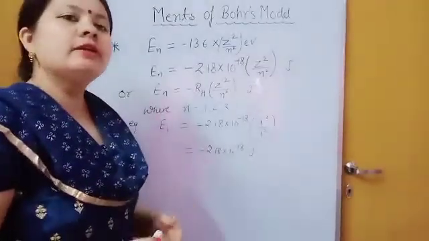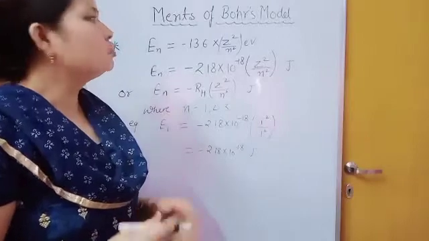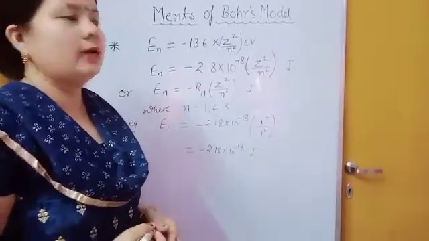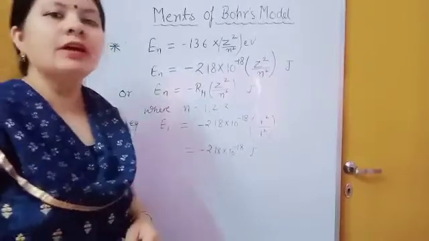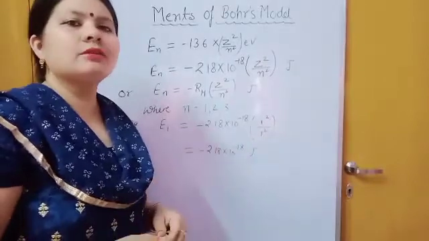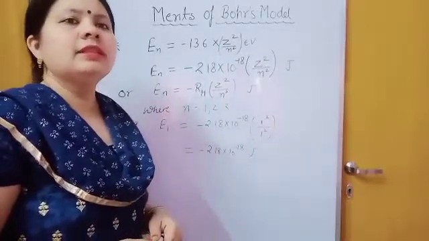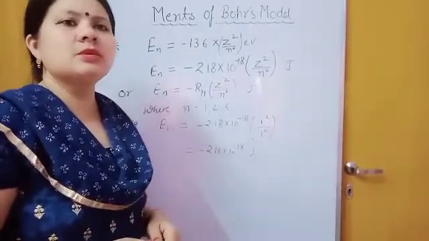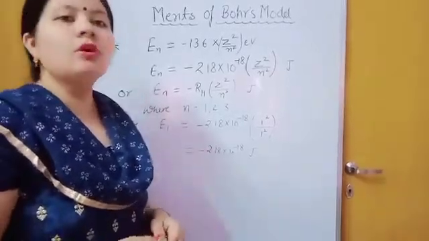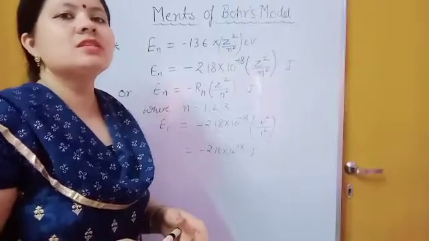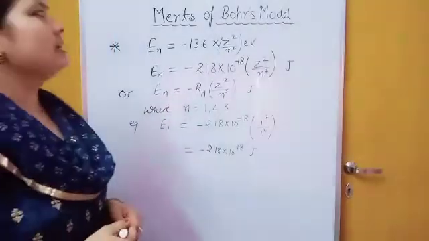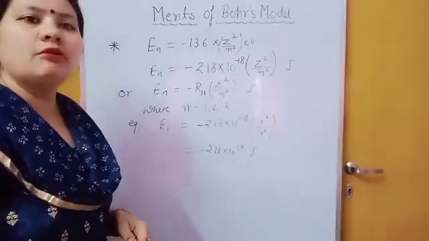In the earlier video, we learned about the Bohr model of the hydrogen atom. Now we have many merits of the Bohr model. First of all, there was a drawback in the Rutherford model of the atom: he failed to explain the stability of the atom. Neil Bohr successfully explained the stability of the atom. The first merit is that he explained the stability of an atom.